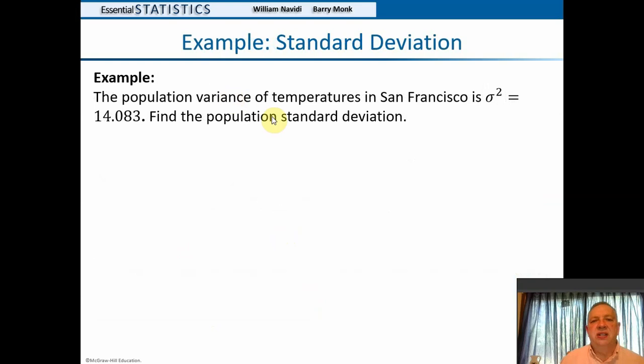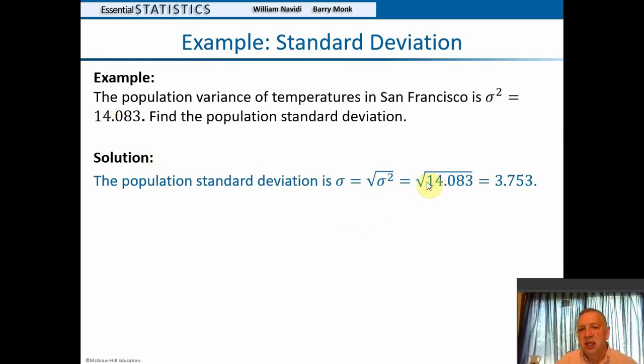The population variance of temperatures in San Francisco is sigma squared, and that variance is equal to 14.083. Find the population standard deviation. I'm just going to go to my calculator, enter 14.083, and do the square root operation on it. The square root asks what number squared gives me that. The square root of 14.083 is 3.753. And if I had the standard deviation, I would enter 3.753, do the squared operation, and it would give me 14.083.